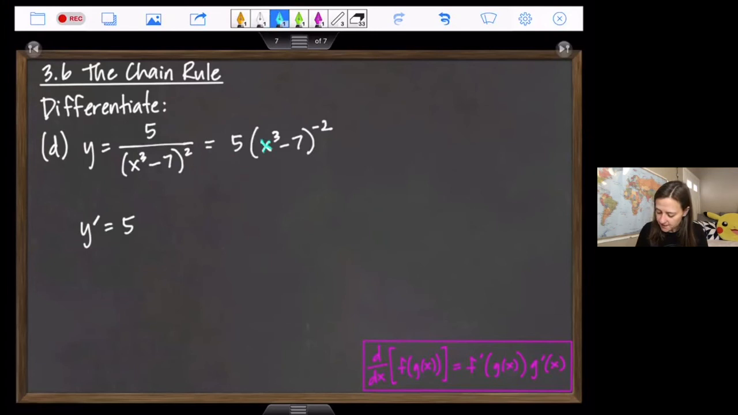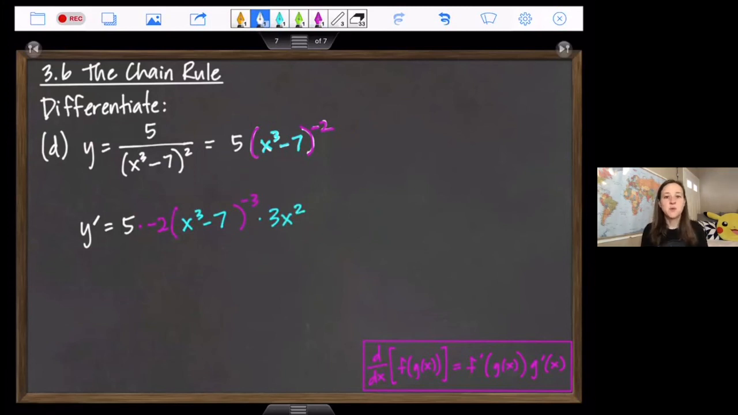So my inside function is x cubed minus 7. My outside function is the exponent with a negative 2. So raising stuff to the negative 2. All right, so again, the 5 is going along for the ride. We're going to multiply that times our chain rule. Chain rule says take the derivative of the outside function first. So we're going to bring down that negative 2. When we subtract 1 from that exponent, negative 2 minus 1 is going to give us a negative 3. Leaving the inside function alone, so x cubed minus 7. Then we're going to multiply by the derivative of the inside function, which is just going to be 3x squared. All right, and there's our derivative.